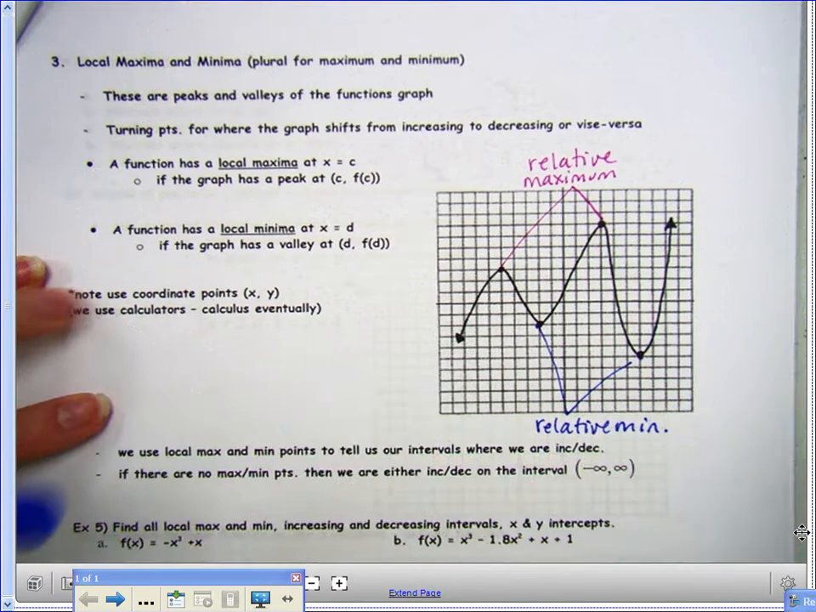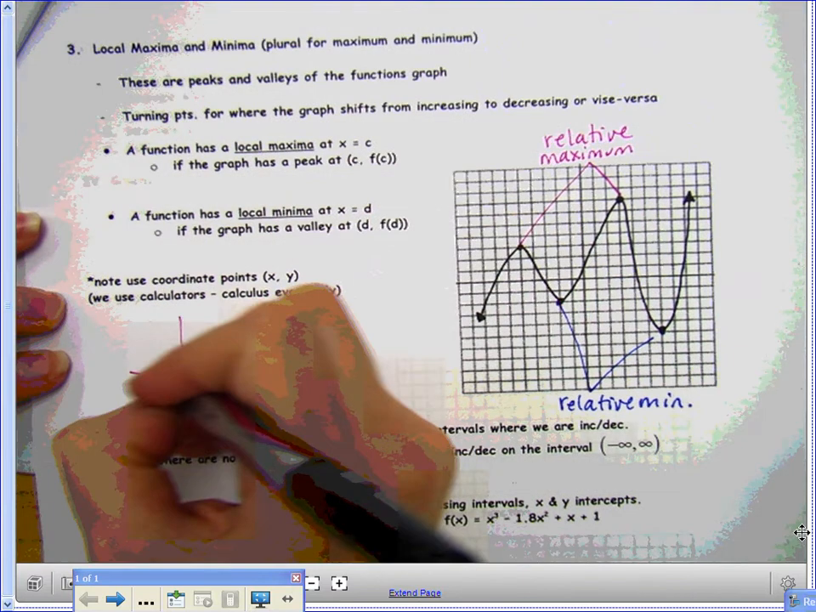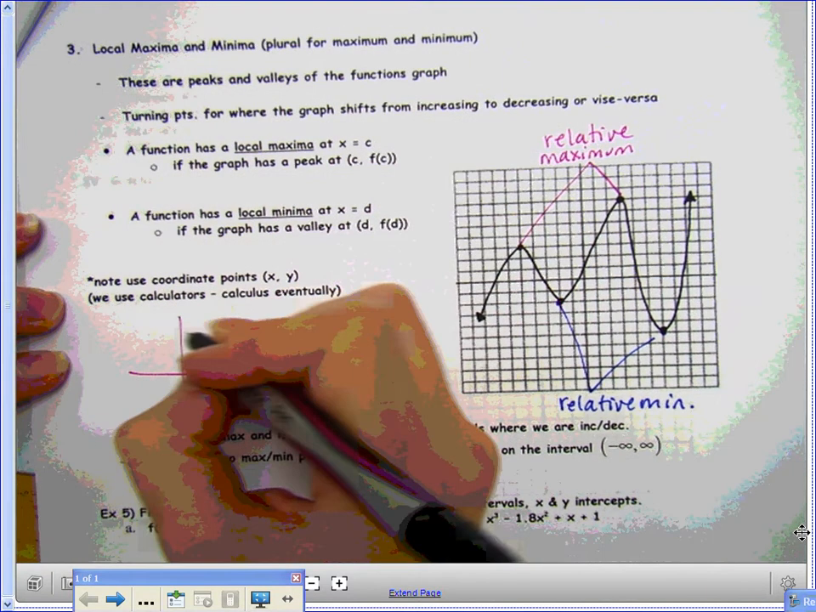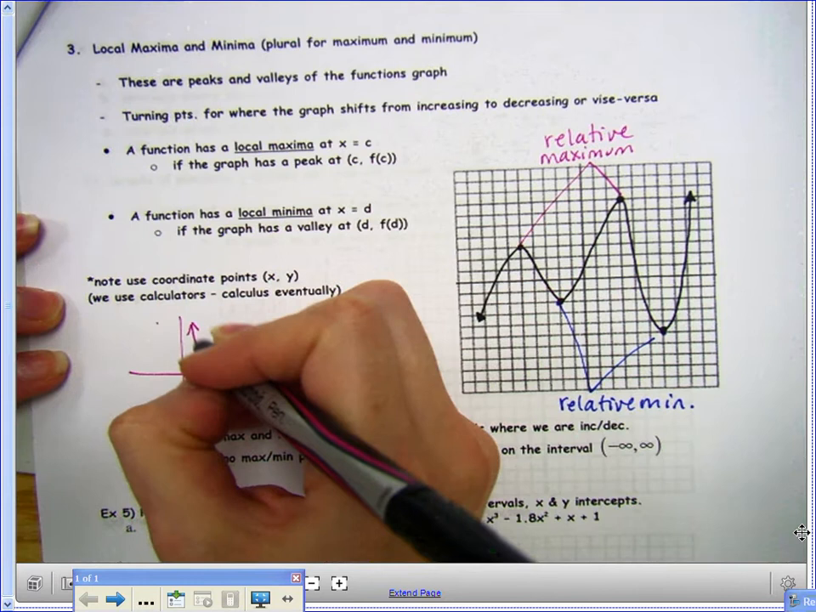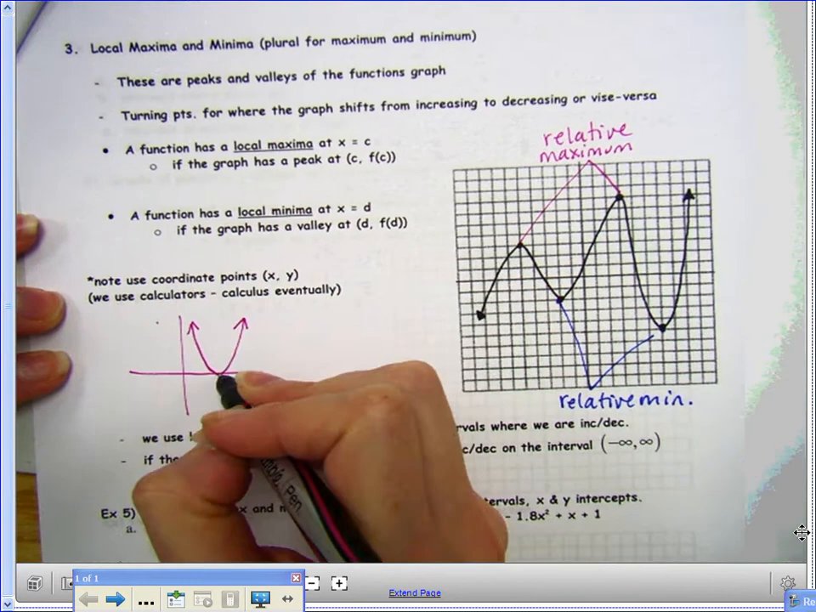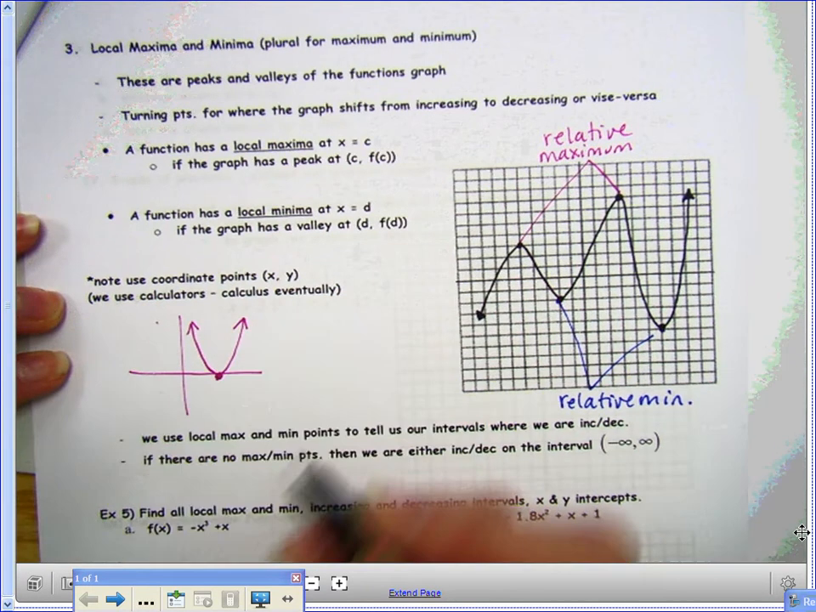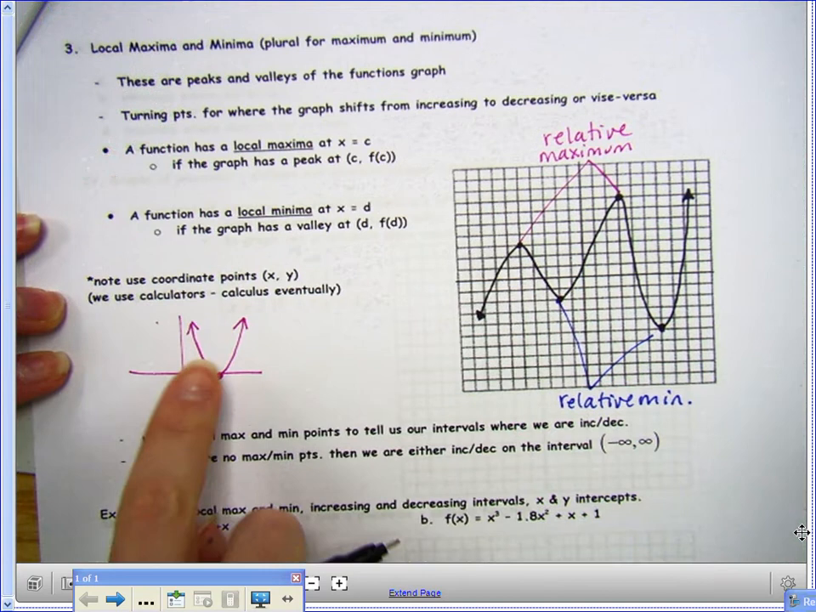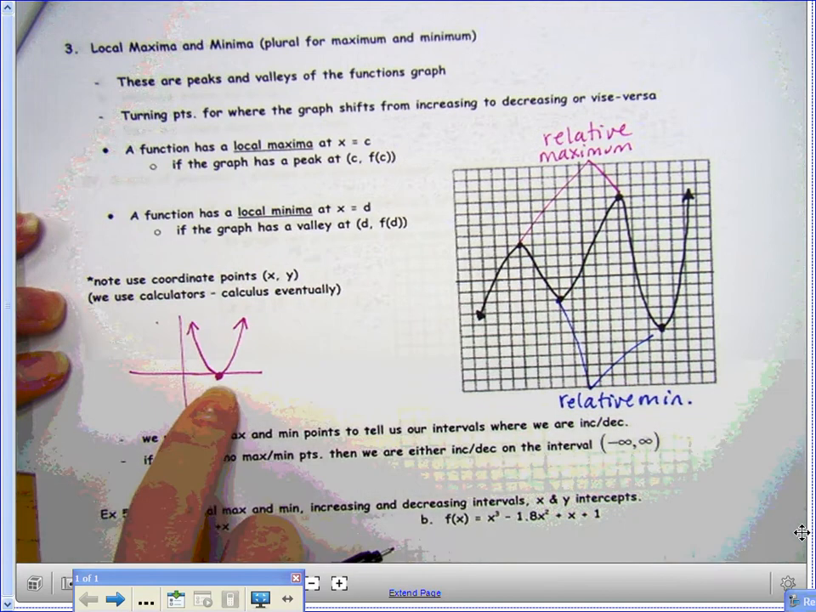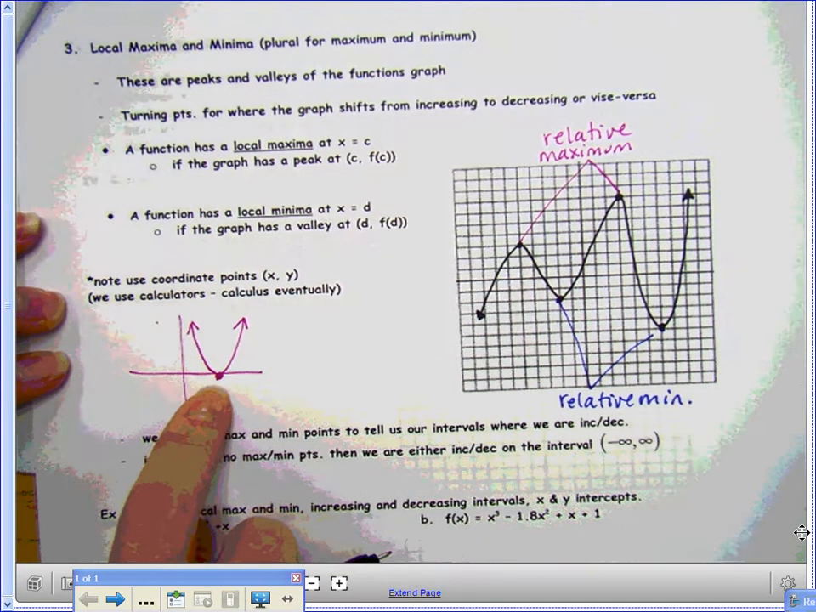If instead I had maybe something like a parabola, so let's say I had a parabola that looks like this, now this would not be a relative minimum, this would be the absolute minimum, because it is the absolute lowest point on my graph.